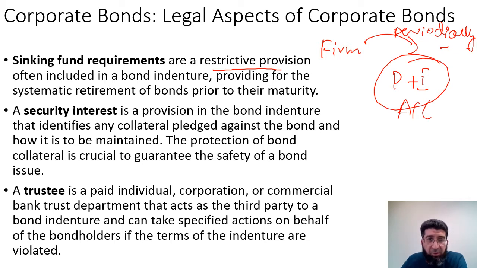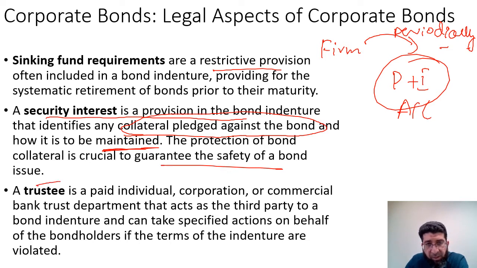Within this is a security interest, a provision within the bond indenture that identifies any collateral pledged against the bond. So there are special bonds which are issued against certain assets, and how it is to be maintained. The protection of bond collateral is crucial to guarantee the safety of an issue.